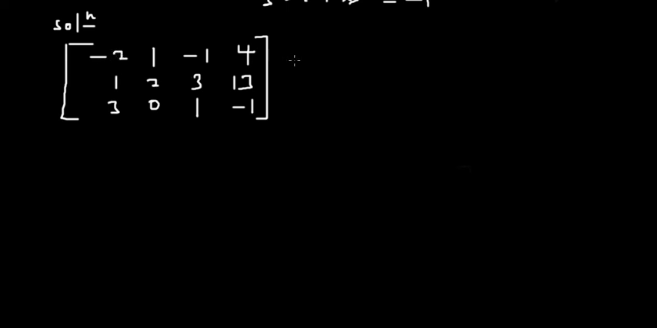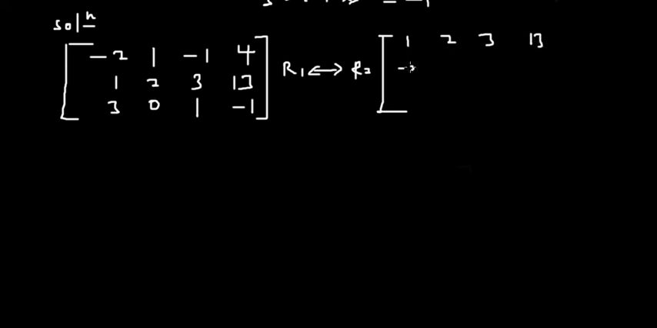From the question, you could just notice that we could interchange row 1 and row 2, so that we arrive at the leading one. We interchange them. Once you interchange that, you will end up with 1, 2, 3, then 13. And then we have -2, 1, -1, 4. And then 3, 0, 1, -1.